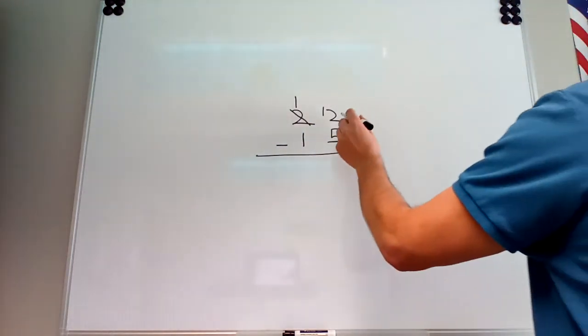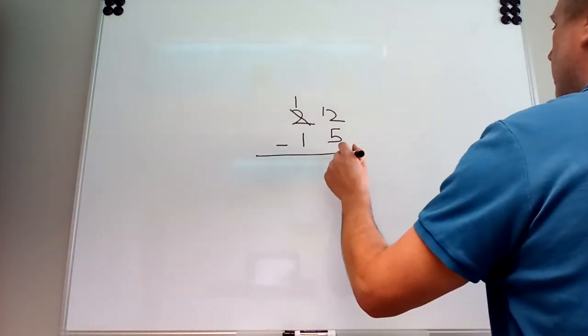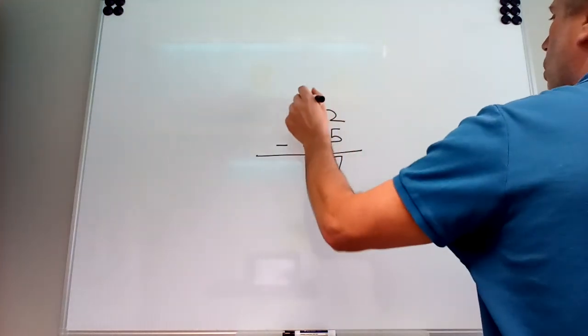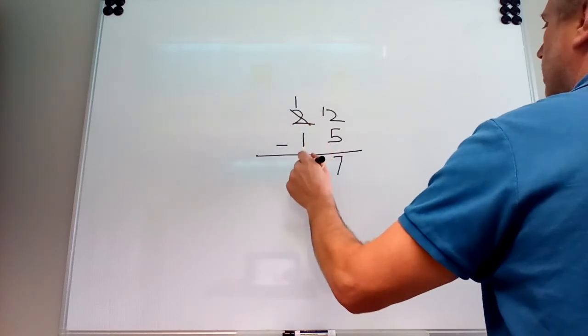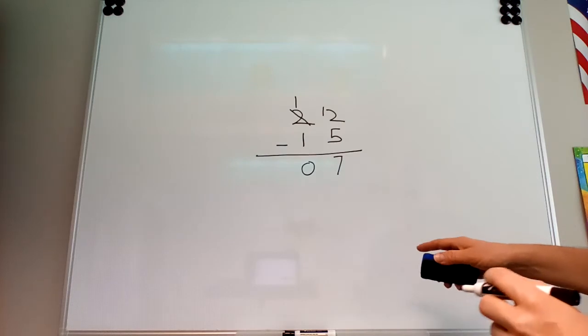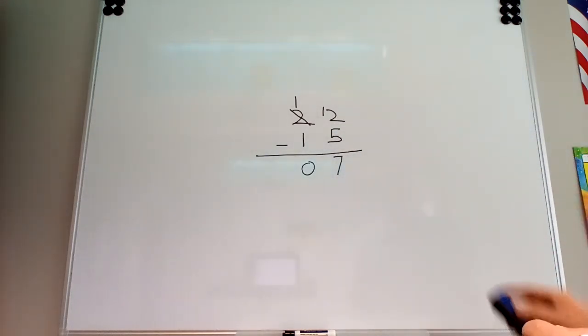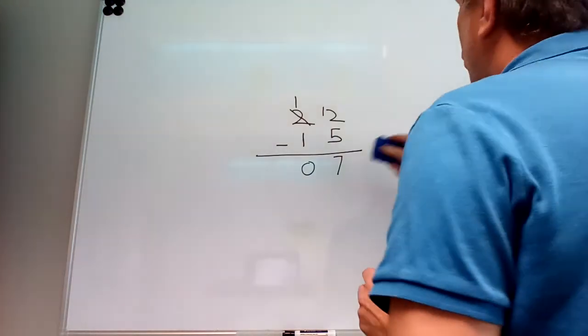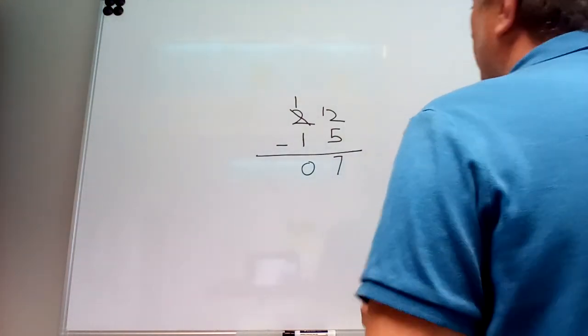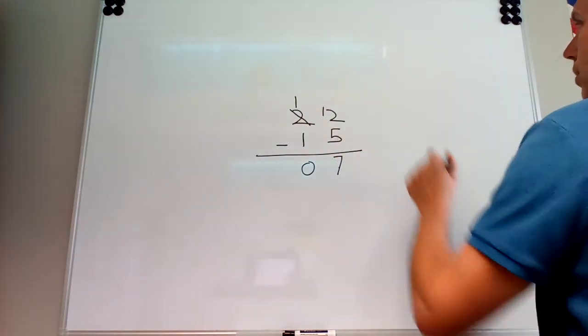So now we can take 12 subtract 5. We can do that. 12 subtract 5 is 7. And then we got 1 subtract 1 is 0. So 22 subtract 15 is 7. Or you can say the difference between 22 and 15 is 7. Okay? Now, you can check that by adding this 7 to the 15 and see if you get 22.